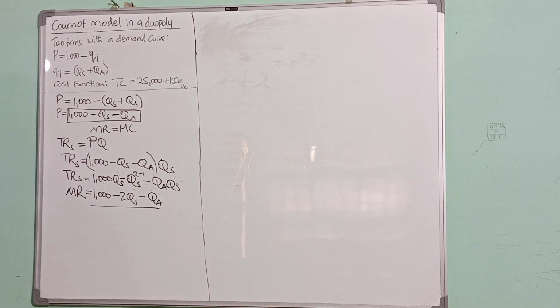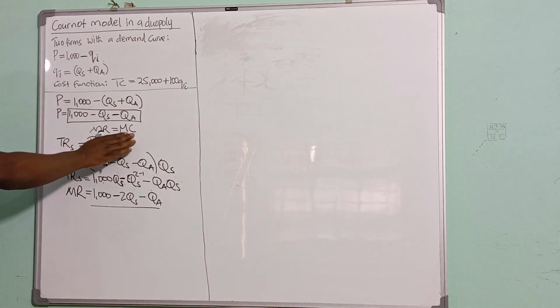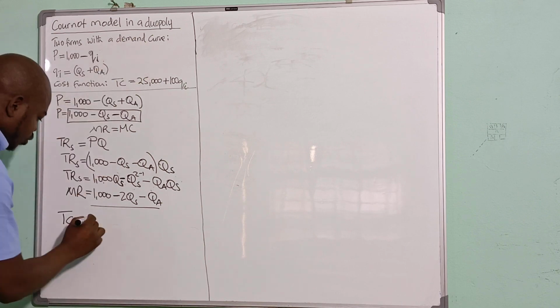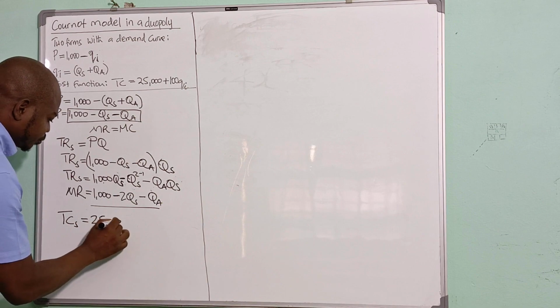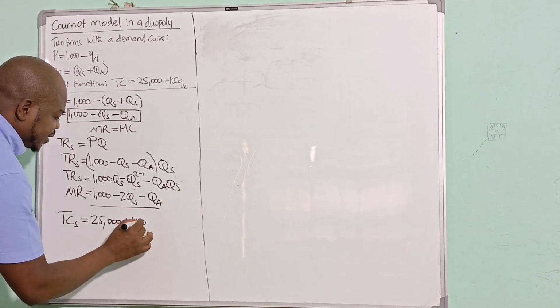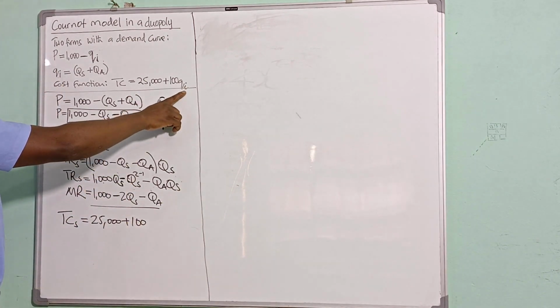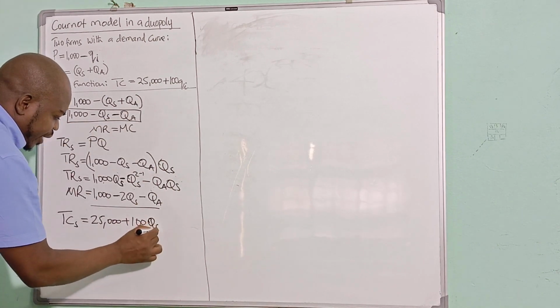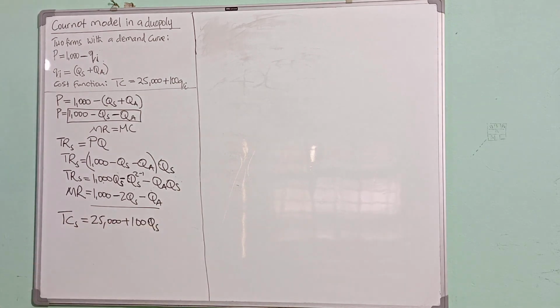Now we need to find the marginal cost because the setting is that marginal revenue should equal marginal cost. So I need to calculate the marginal cost with regard to firm S. As with regard to firm S, there are 2 firms here. So 25,000 plus 100. Instead of saying 100 QA, I'll say QI. I'll say 100 QS because I'm dealing with the total function for firm S.